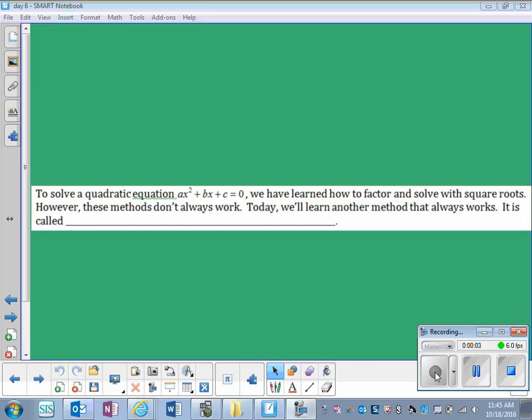Let's continue solving quadratic equations. Remember, the generic way to write the quadratic equation is ax squared plus bx plus c equals 0, where a, b, and c are just some constants, right? So far we have learned how to factor and solve them with the square roots method. What was the very first method that we learned? Factoring, right? So we did factoring, we did square roots. The problem is sometimes these two methods don't work. So today we are going to learn another method that's called completing the square.